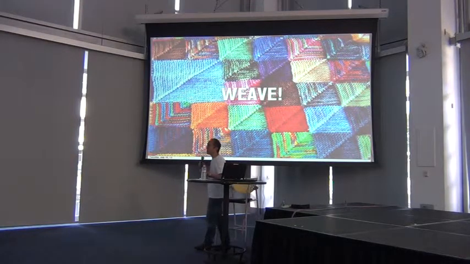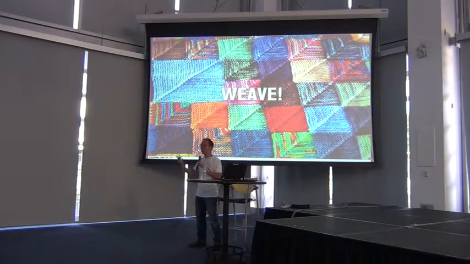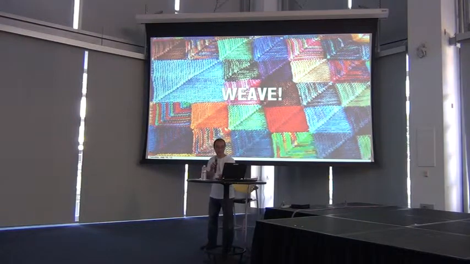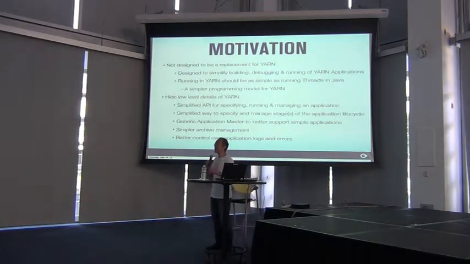And that's why we built Weave. So Weave is something that puts the YARN in order, right? The motivation of building Weave is, first of all, we're not going to replace YARN. We're using YARN, and we're trying to provide a layer on top so that it's much easier to build and run distributed applications on YARN. And we hide lots of low-level details of YARN because, as I mentioned, most distributed applications follow a very similar pattern.